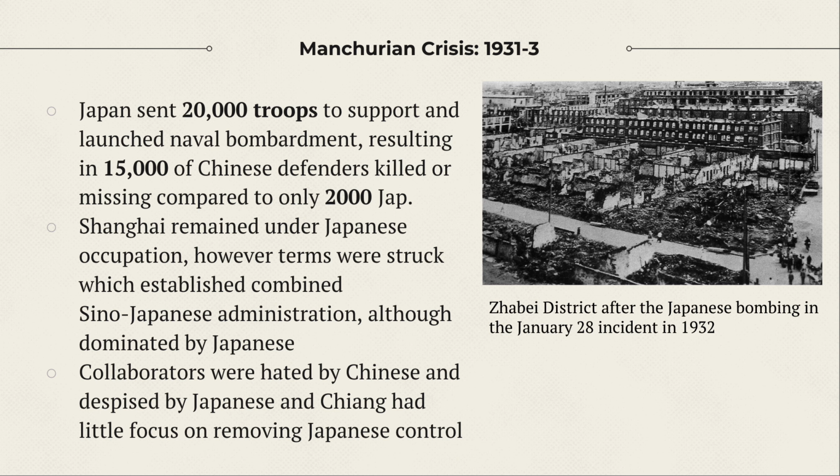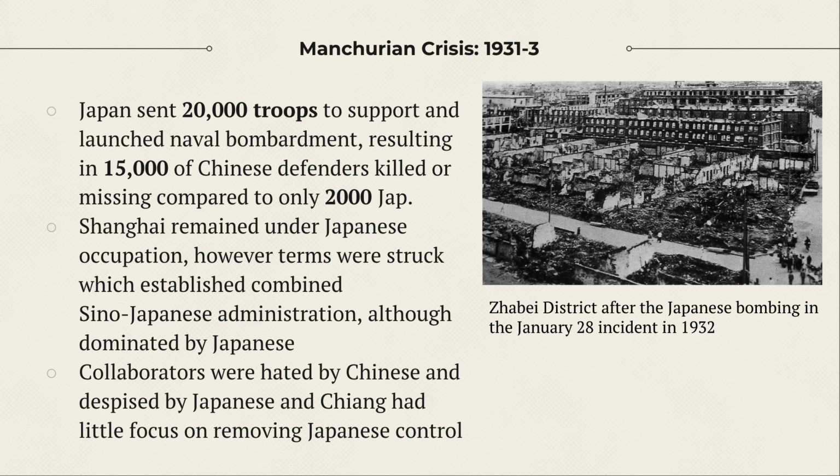So Shanghai remains under Japanese occupation, in terms of structure which established a combined Sino-Japanese administration, although this is pretty much dominated by the Japanese. So the Chinese during this time are really fighting for their sovereignty, which is a key principle of nationalist policy. And so collaborators were hated by Chinese. Anyone who worked with the Japanese was really marginalized from society. They're despised by the Japanese, and Chiang had little focus on removing Japanese control.